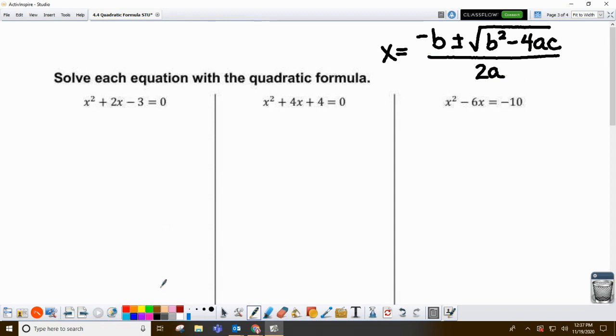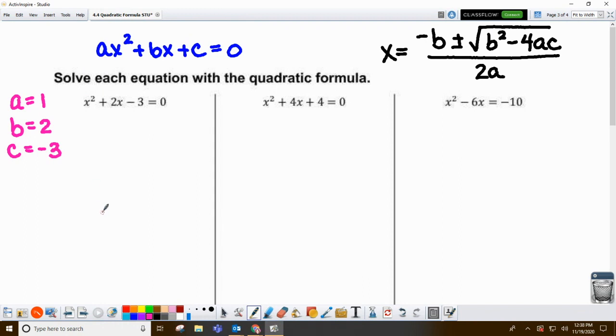And so the first thing we need to check is, is my equation equal to 0, and are we in standard form? Standard form is ax squared plus bx plus c equals 0. And this one is, we're good to go. So let's go ahead and identify what's a, what's b, and what's c. So a equals, remember that's the number in front of the x squared, which in this case is a 1. B is 2. C is negative 3.